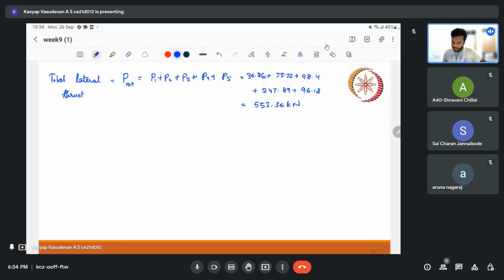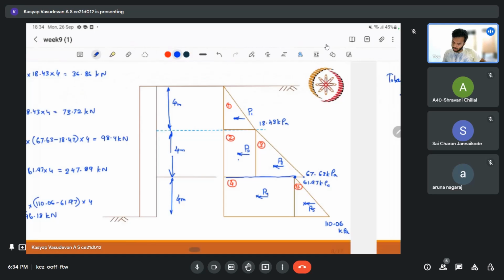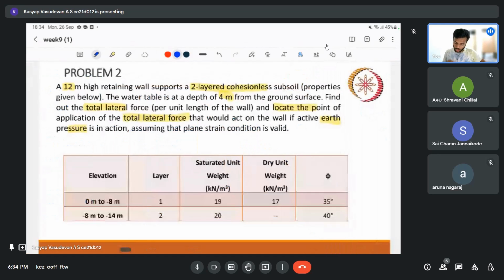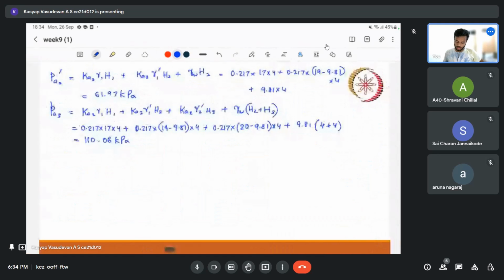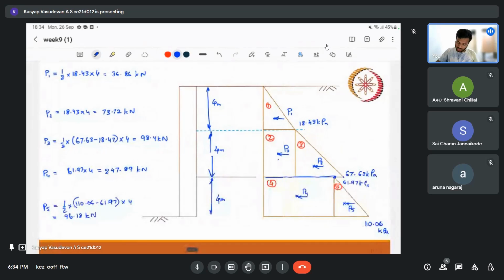Now we need to locate the point of application. We have a total force, so what will be the elevation of that force? We can take the weighted average of all these forces so that we can get one single average elevation. So let us find out the elevation for each force.